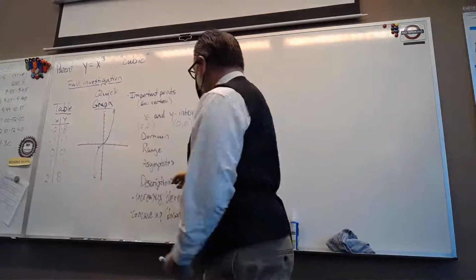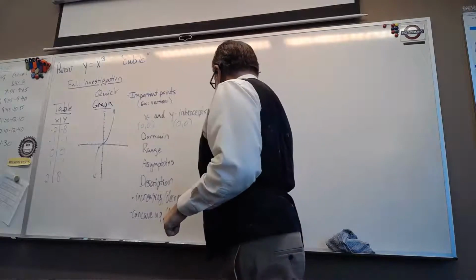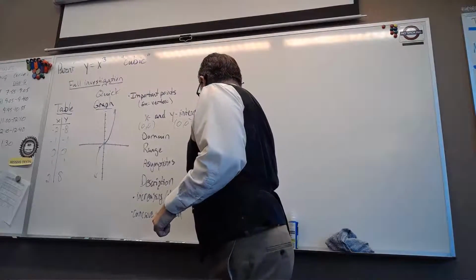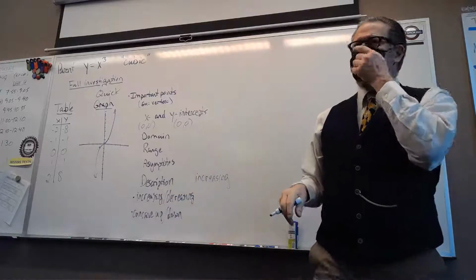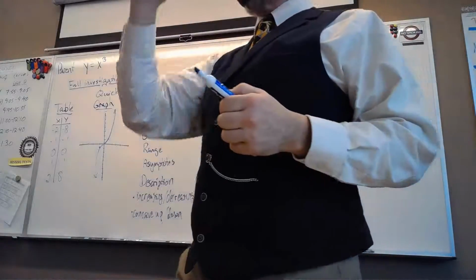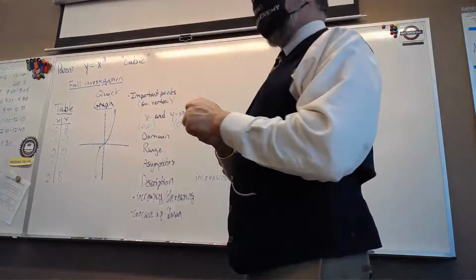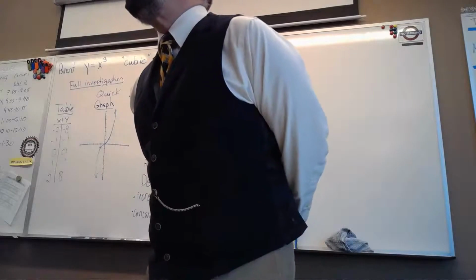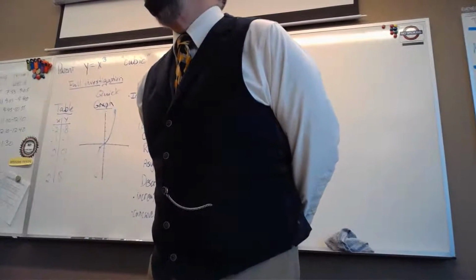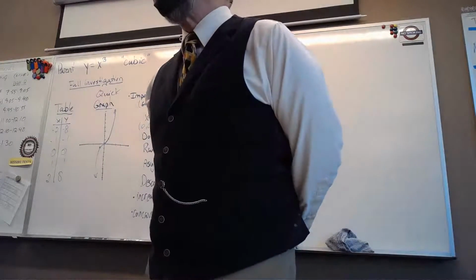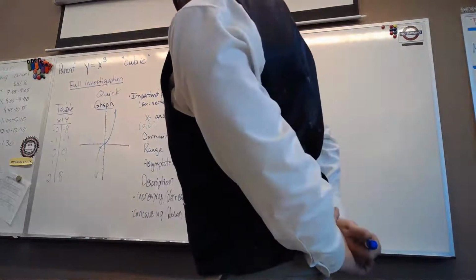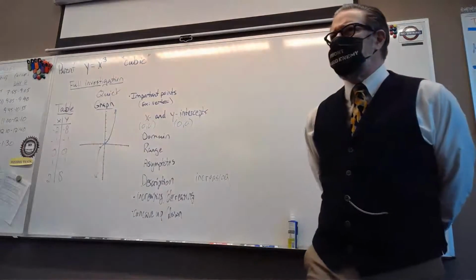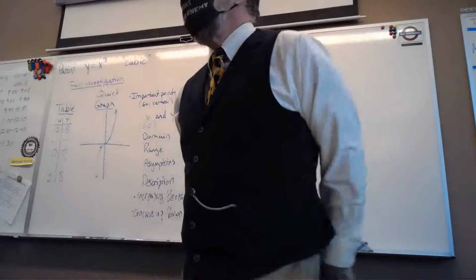Okay, definitely. Hey, let's talk about description then. This is increasing. How about concavity, Eliana? What do you notice about the concavity? Which direction is it concave? Is it concave up? Is it concave down? Does it change? Changes. Where does it change? Is there a point on the graph where it changes from being concave down to concave up? 0, 0. Boom.